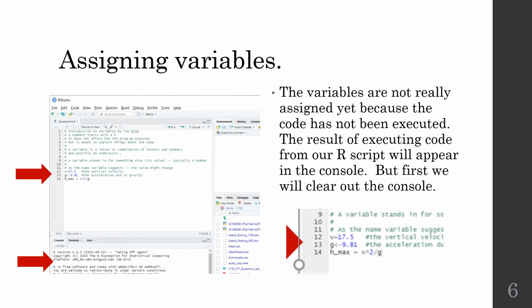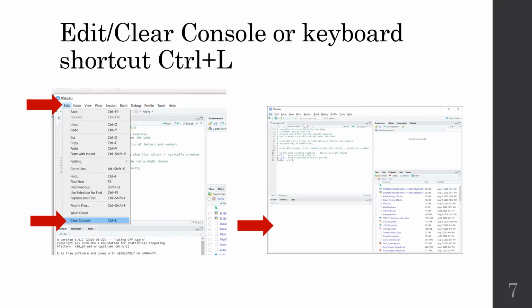The actual assigning will occur when we execute the code. And the results of executing the code are going to show down below in the console region. But first we're going to clear out the default stuff that RStudio has there in the console so that we will only see the stuff from our program. Go to the menu, find Edit, drop down to Clear Console, or use the keyboard shortcut Ctrl+L.